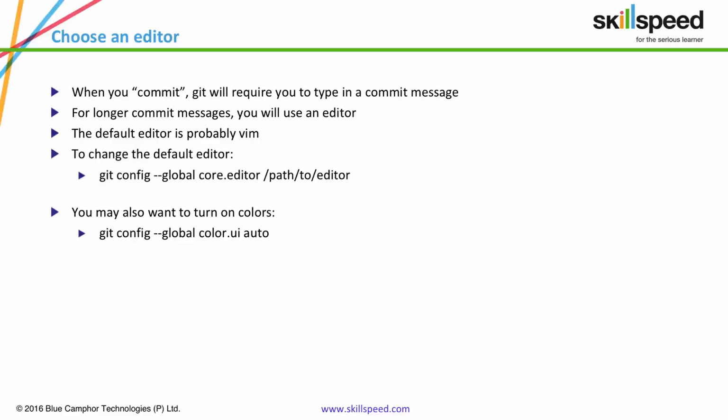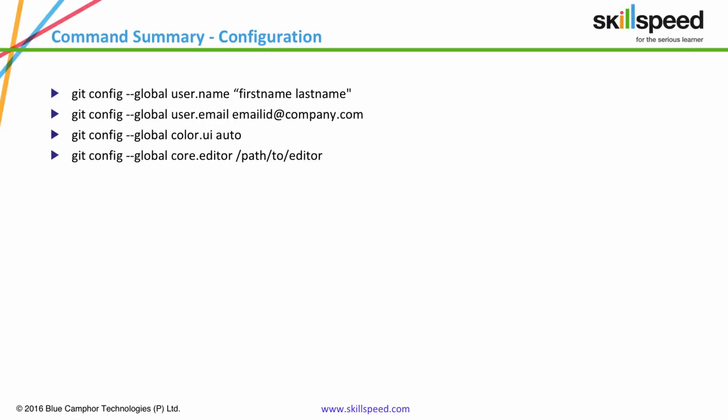Not only that, with the help of the git config command, you can change your default text editor. You can also create some color options, and a lot more changes or customizations can be done through this command. So this is the command summary for configuration. We will take a look at all of them one by one when we see our demo.